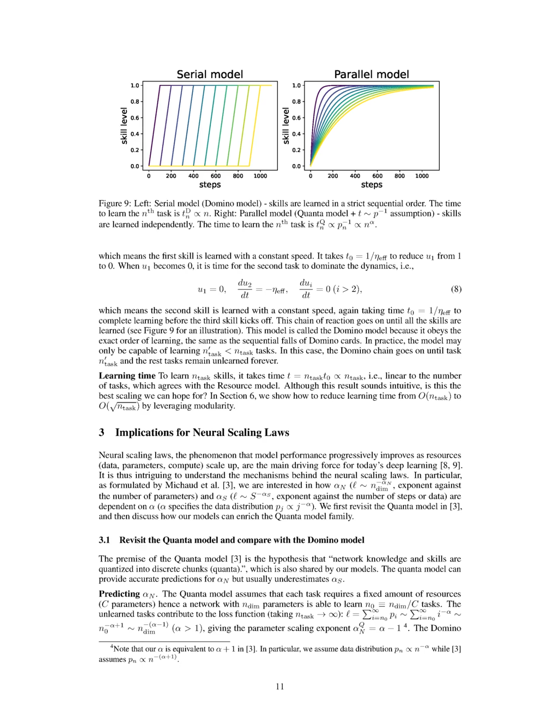Section Summary. In this section, we explore the underparameterized regime of language models, highlighting that as the number of tasks increases, some tasks may not be learned effectively due to skill interference. We introduce the domino model, which simplifies the learning process by assuming a sequential learning order, where each skill is learned one after the other, and we discuss how this model can potentially reduce learning time from linear to sublinear with modularity.